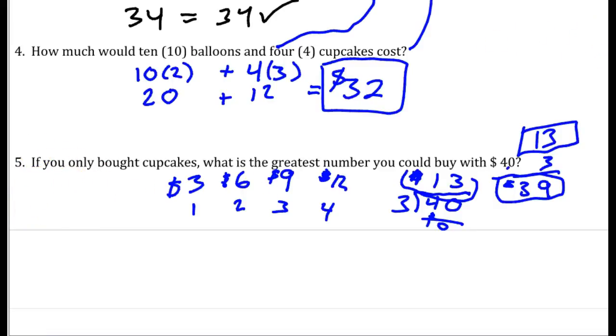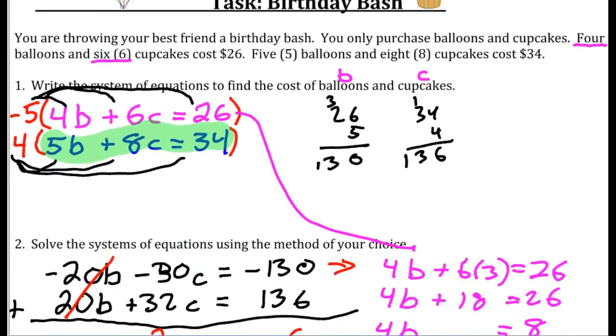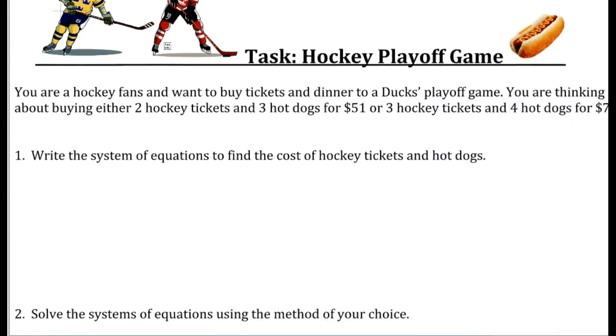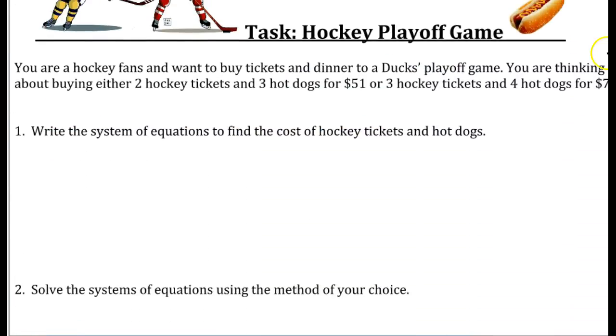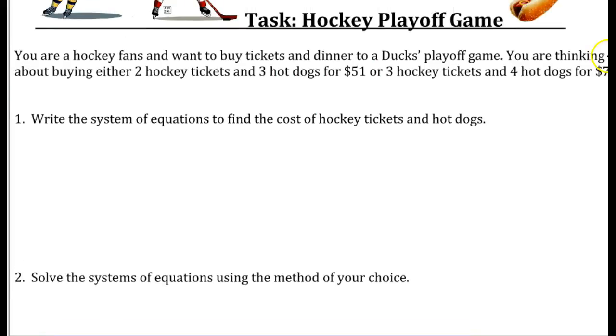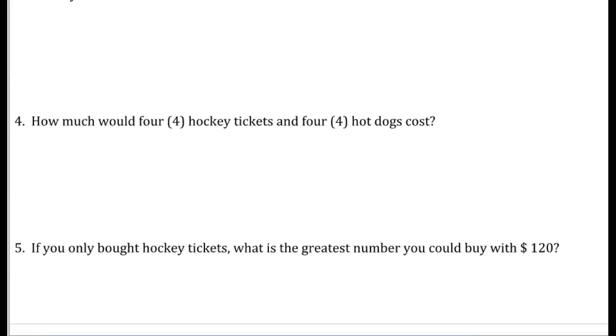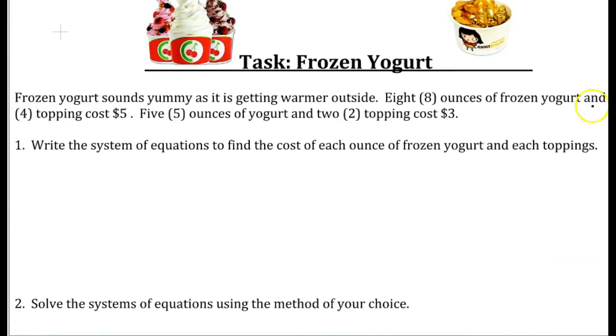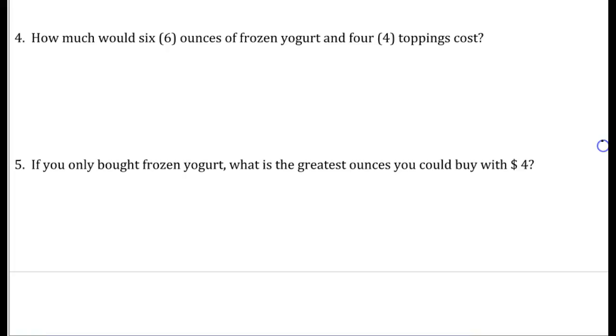Alright, so that's one problem all the way through. And the rest of them are very similar. Like we have a hockey game here for the Ducks game, which they won yesterday. So they got hockey tickets and hot dogs, but you're always buying two things. So you have frozen yogurt, and we have the topping. For here, very similar. And you just keep on going.